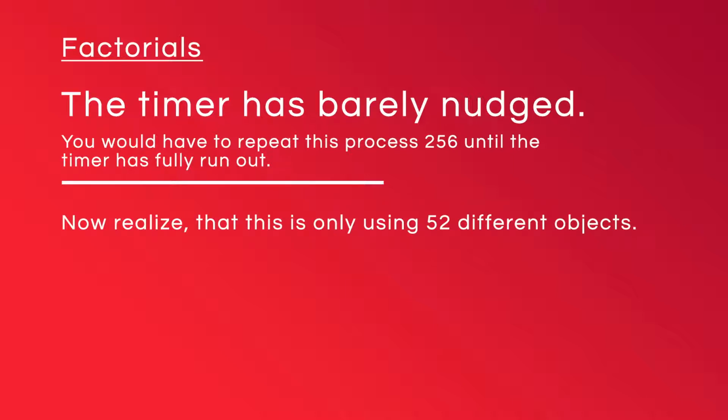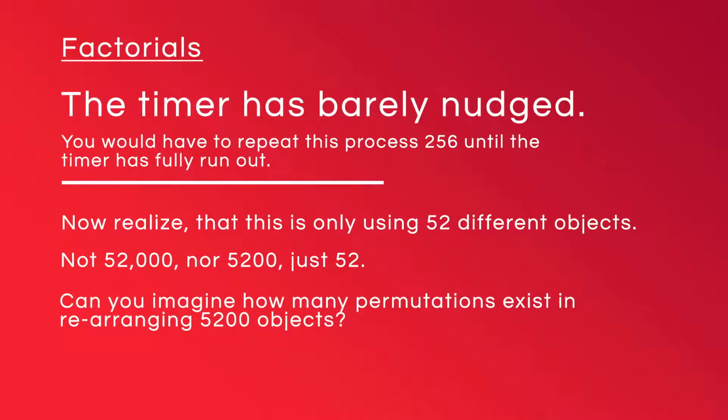Now realize that that's only using 52 different objects, 52 playing cards. Not 52,000, nor 5,200, just 52. So imagine if somebody gave you a deck of 400 cards, and you wanted to know how many different ways that 400 card deck could be rearranged. It'd be insane. 52 is really big, but 400 isn't like 8 times bigger than 52. 50 times 8 is just 400. I'm leaving off the 2, just rounding it a little bit. The point is that with 400 different cards, it wouldn't be like waiting 8 times the amount of time that you had to wait for 52 factorial seconds.